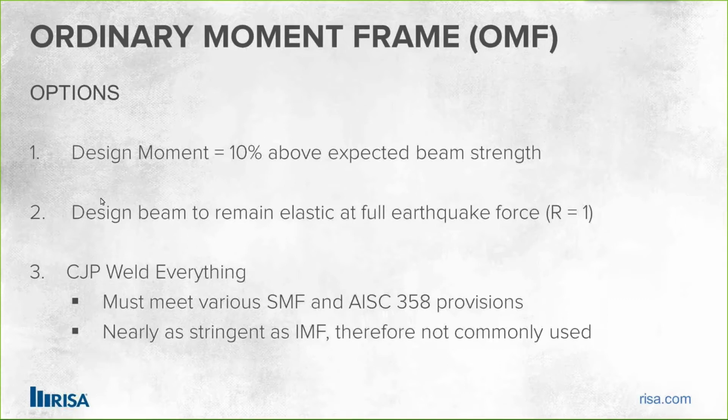Now, your third option for an ordinary moment frame is just to CJP weld everything. And in this case, you need to meet a number of different special moment frame provisions and AISC 358 provisions. And these provisions that you have to meet are nearly as stringent as the next system we're going to talk about, intermediate moment frames. So therefore, people don't commonly do this, since if you're going to take advantage of this third option, you're just a short step away from being in an IMF.